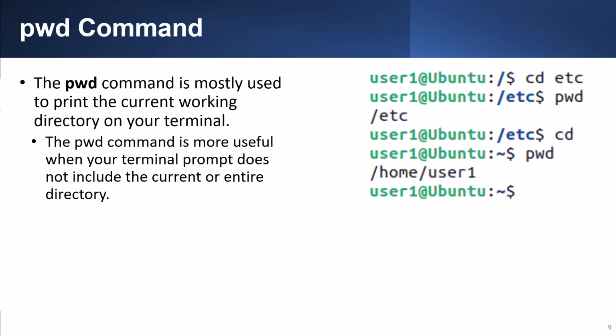The pwd command is mostly used to print the current working directory on your terminal. The pwd command is more useful when your terminal prompt does not include the current or entire directory.